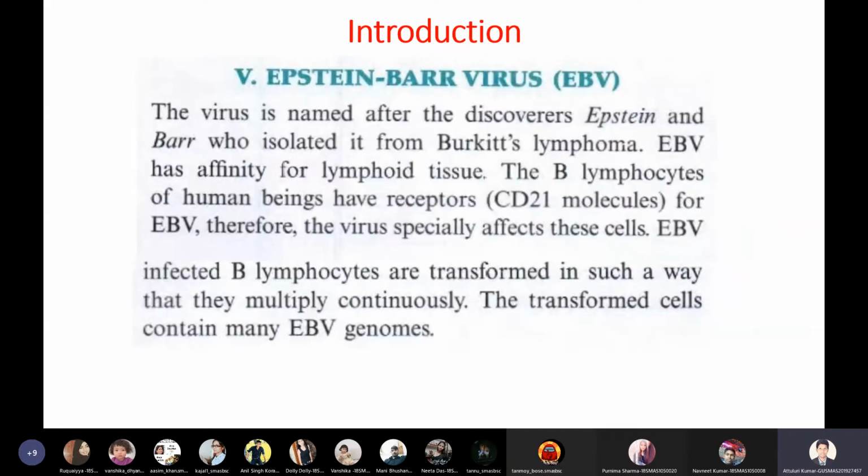Then what features will the Epstein-Barr virus show? As we already discussed, Epstein-Barr virus causes something called kissing syndrome. That means most of the time this virus is transmitted through saliva during intimate oral kissing. That is how the virus spreads.